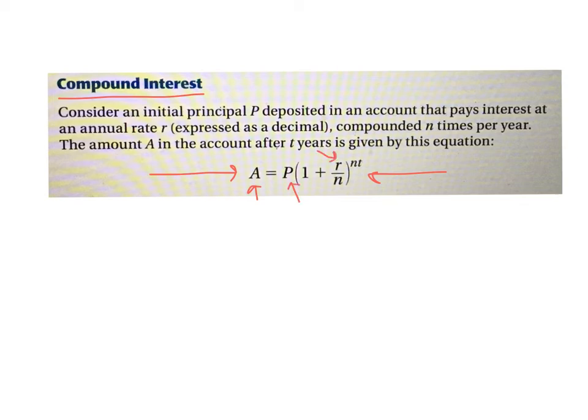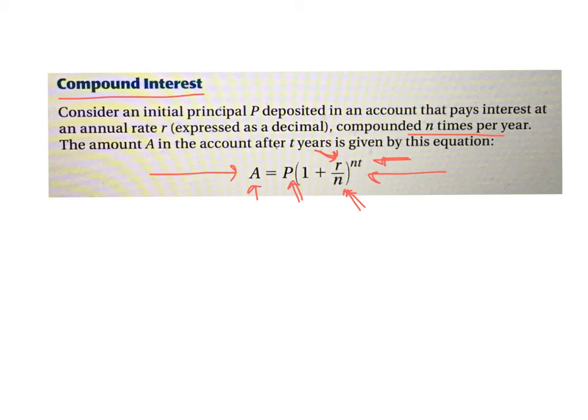R is your interest rate you're getting. N is how many times per year it is compounded. You can see it right there. T is how long you leave it in. So one more time. P is principal. That's how much money you start with. N is how many times per year it is compounded. They will always tell you that. R is the rate you're getting. T is time, which is how long you're going to leave it invested.